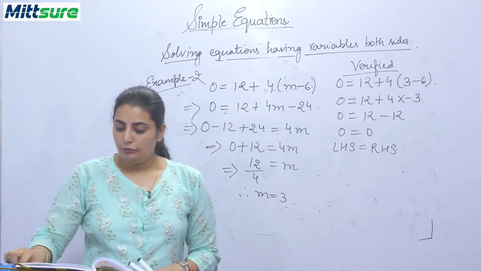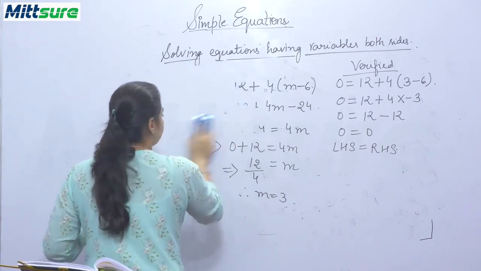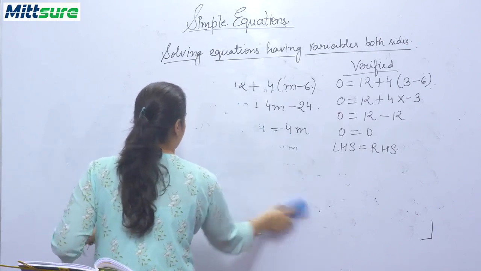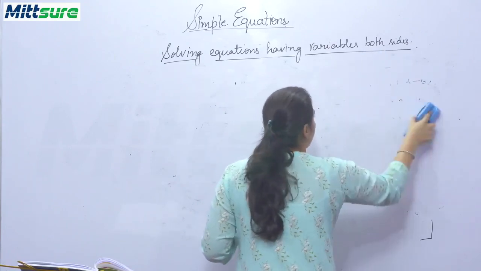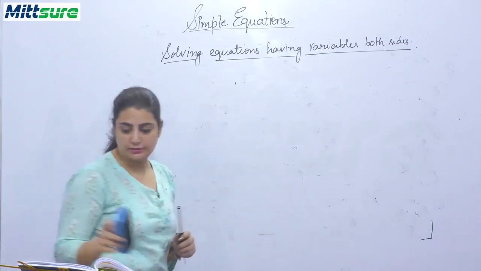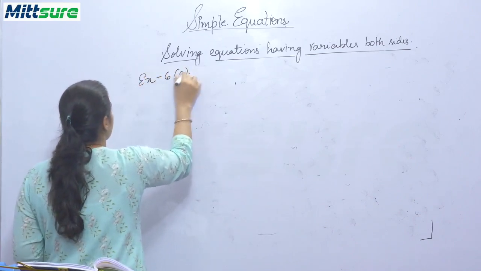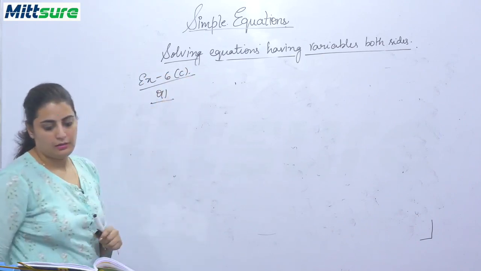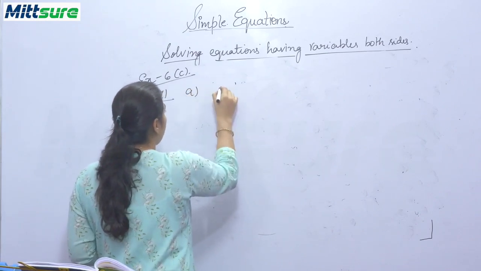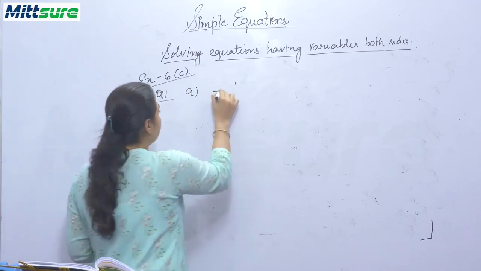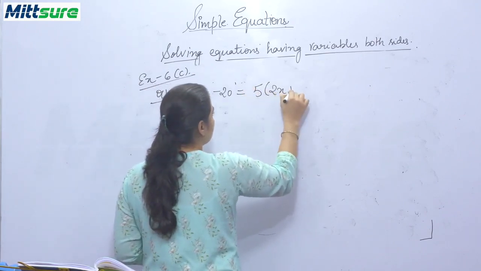Now, we will move on to exercise 6C. Using the same method as I have explained, we'll be solving some questions. So question number 1 of exercise 6C. A part is minus 20 equals to 5 into 2x plus 1.